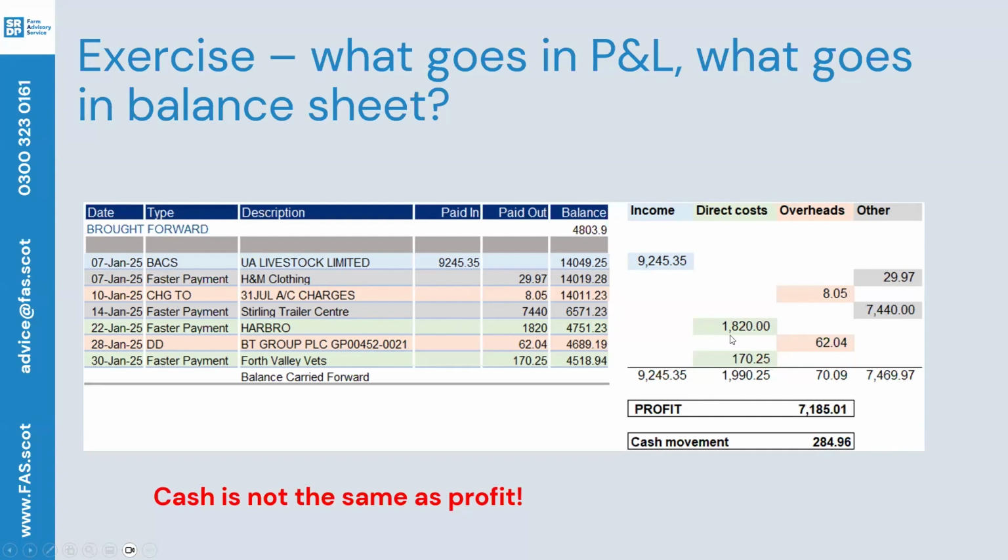Harborough is probably a feed cost. That would be a direct cost of your livestock production. A BT Group phone bill or whatever, or internet. Yeah, that's an overhead. Forth Valley Vets. Yeah, a veterinary cost would be a direct cost of producing your livestock.